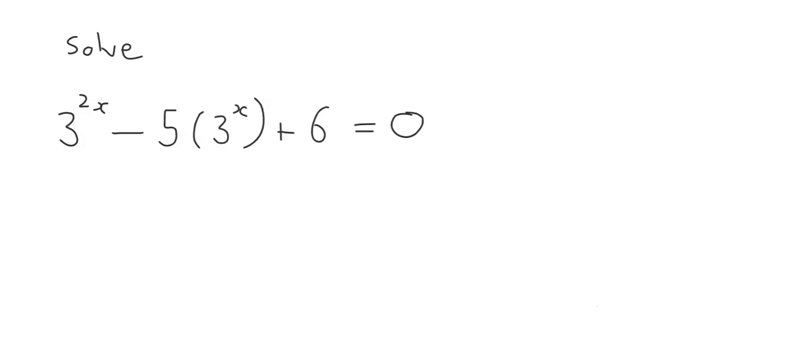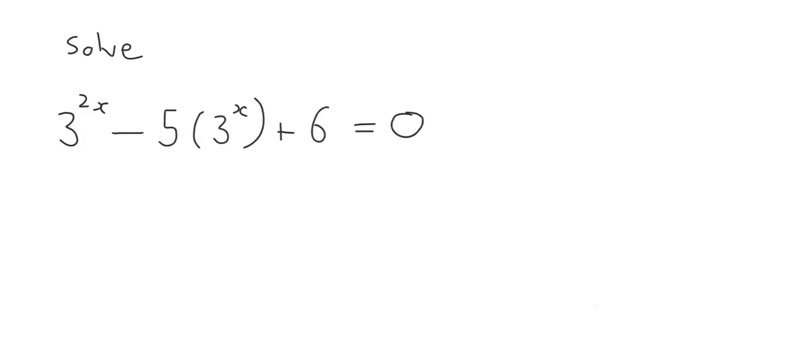Let's look at another type of question now. So we want to solve 3 to the 2x minus 5 times 3 to the x plus 6 is 0. And just by glancing at this equation, it may remind you of a quadratic. Obviously it doesn't exactly look like one, but that is the clue here, that we're going to try and convert this into a quadratic to start with.